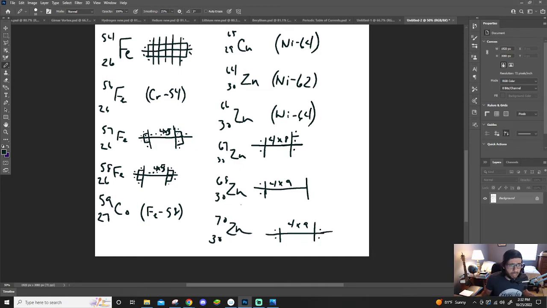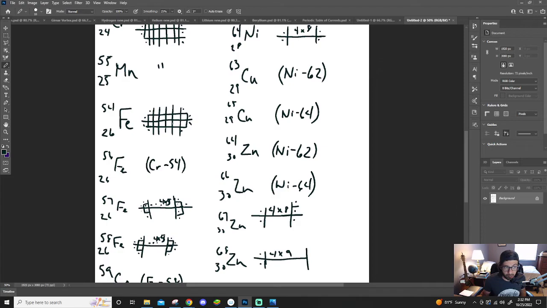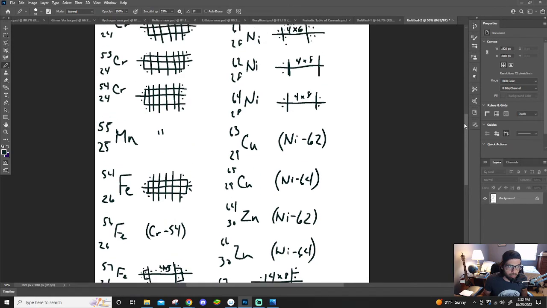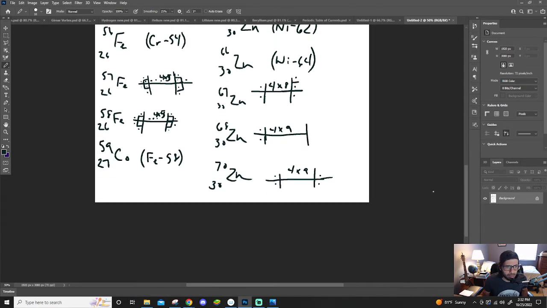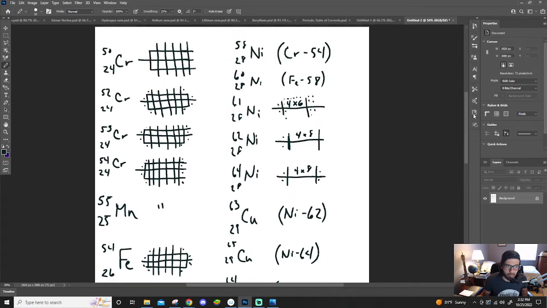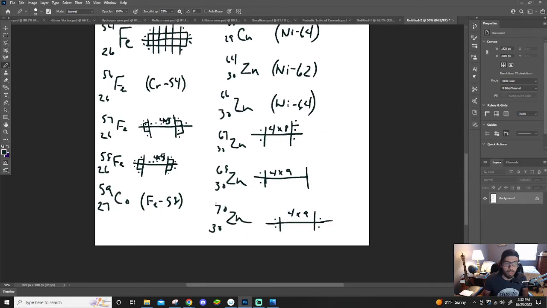Zinc, 30 elements. I would say those 30 elements, maybe ignoring my mistakes and actual mistakes in the writing, or I added too many or whatever, this makes sense. I was able to actually make sense of the isotopes through 30 elements. Good sign. That's a good sign.